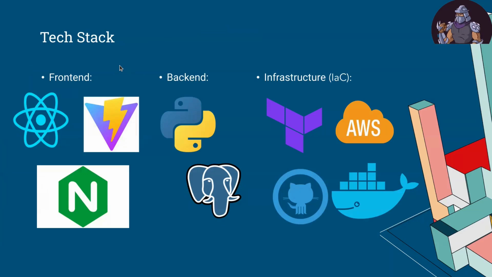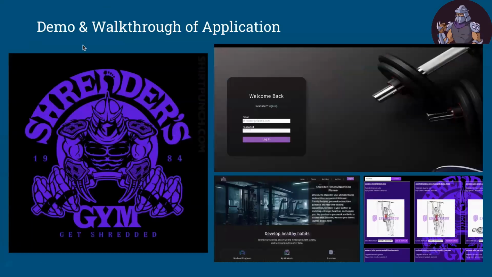Next, we're going to go ahead and discuss quickly the tech stack, which the front end was using React and Nginx, the back end with our PostgreSQL database, and what we focused on more, our infrastructure as code: Terraform, AWS for microservices, Docker, and GitHub. And now I'm going to turn it over to Tristan.